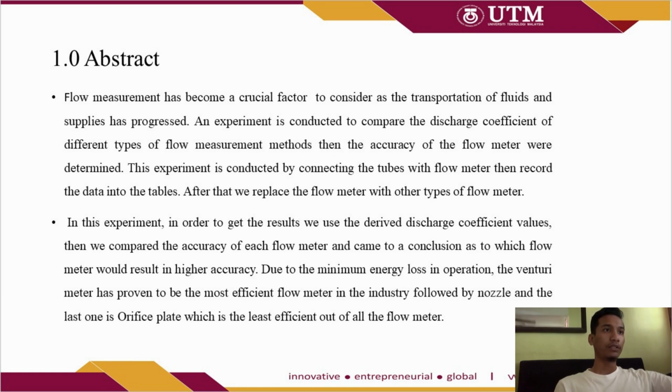After that, we replace the flow meter with other types of flow meter. In this experiment, in order to get the result, we use the derived discharge coefficient values. Then we compared the accuracy of each flow meter and came to a conclusion as to which flow meter would result in higher accuracy. Due to the minimum energy loss in operation, the venturi meter has proven to be the most efficient flow meter in the industry, followed by the nozzle, and the last one is the orifice plate, which is the least efficient out of all the flow meters.